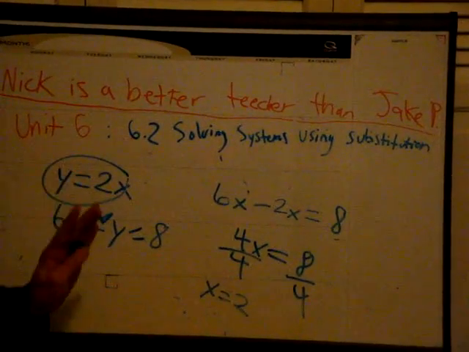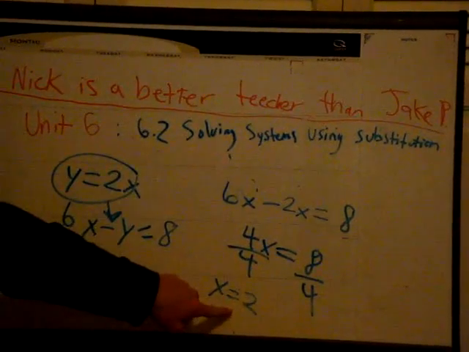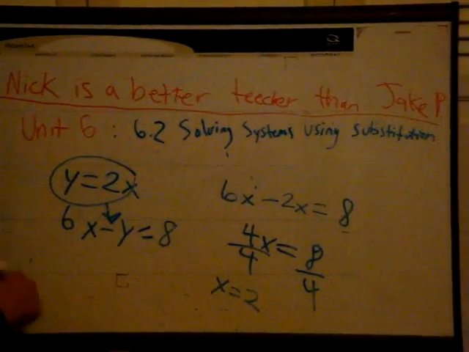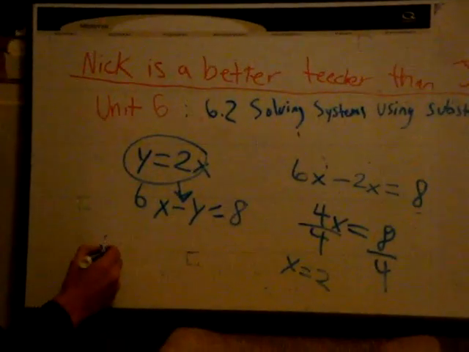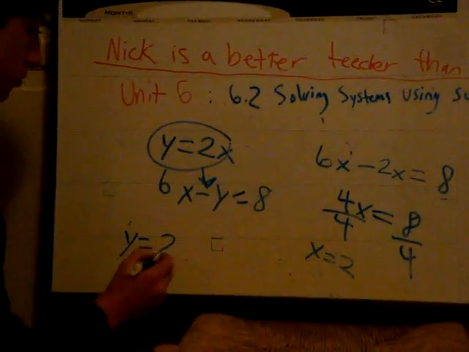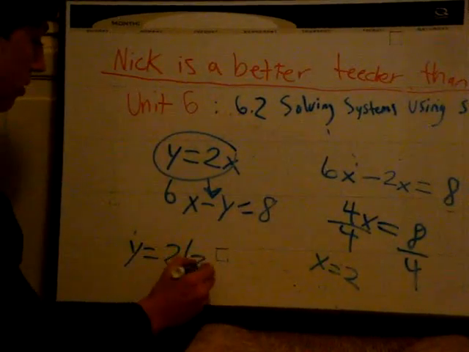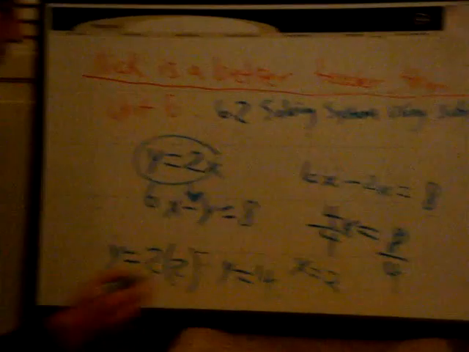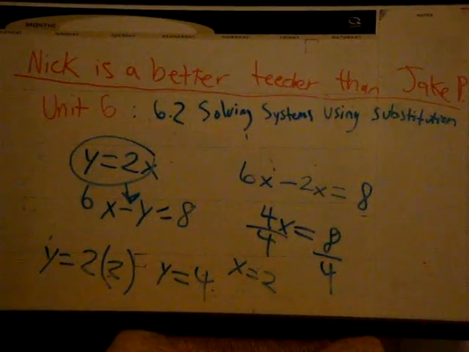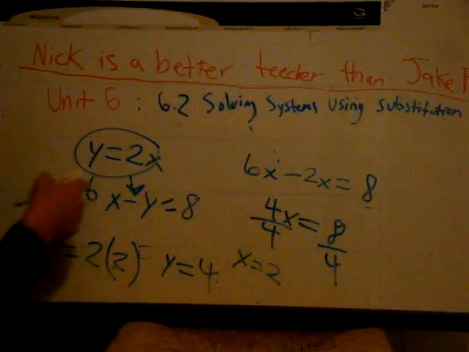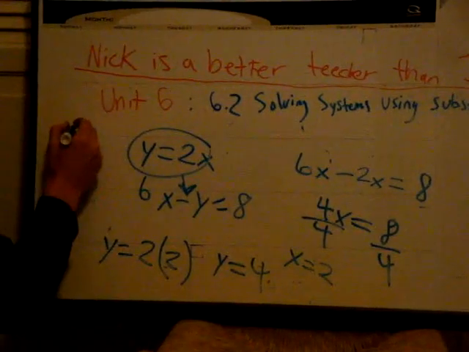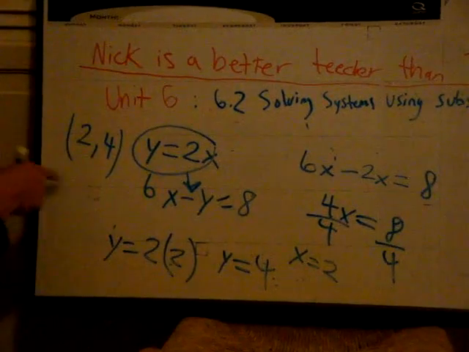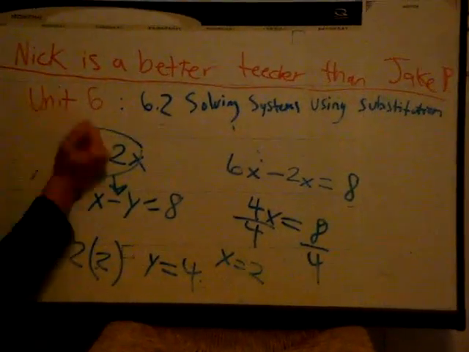And that's one part, but we're not done yet. We have to plug this back into the first equation now. So y equals 2x, and we plug in x equals 2, remember? Multiply those, so y equals 4. So we have x equals 2 and y equals 4. So our solution to this is 2, 4. That's the answer. Okay, let me give you another example.